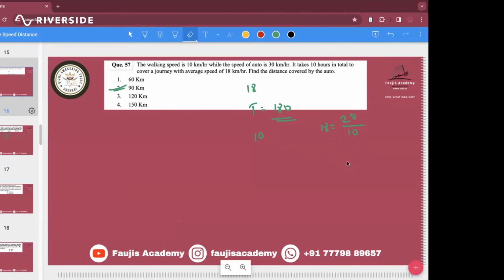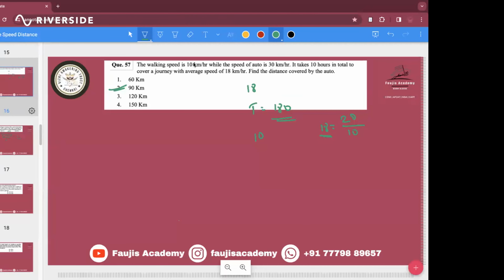Okay. So 18 is your... okay, cool. You use that distance and 10. This is the average. Average speed is 18. Okay, and over here your distance is constant. So 2d divided by 10. Why divided by 10? It's the total time taken for the journey, both by walking and auto. Cool. Got it.